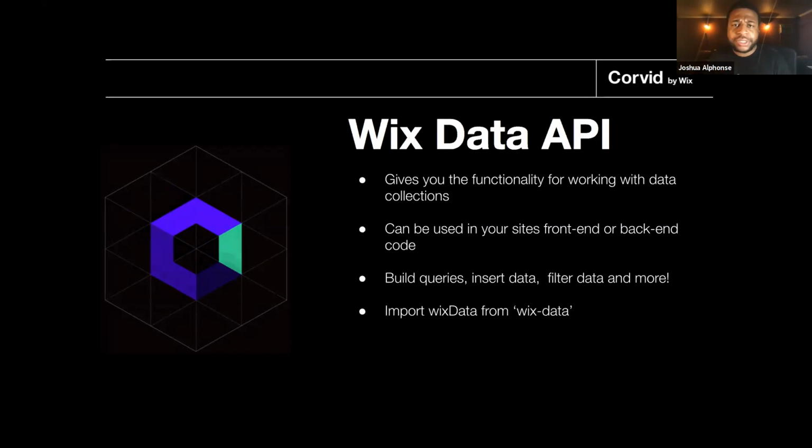You can build queries and also insert data into your collection using code. Right? So even if you have like an API from somewhere, you want to import this information into your data collection, you can use insert functions to do so. You can filter, and the world is yours. Filter and sort. Make sure that you import the Wix Data API at the top of your code to get started.